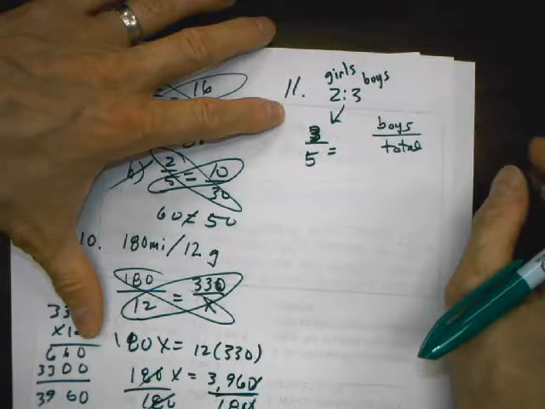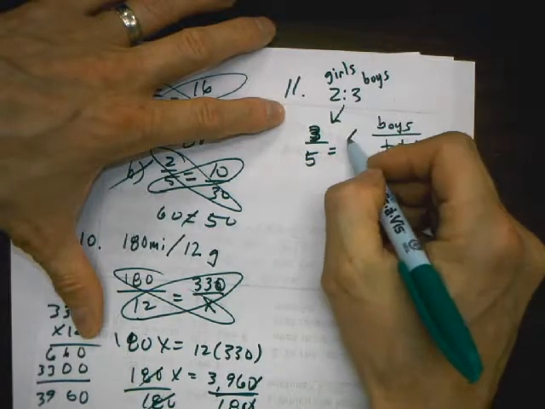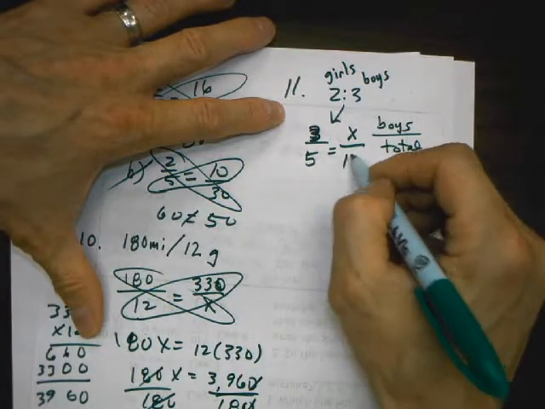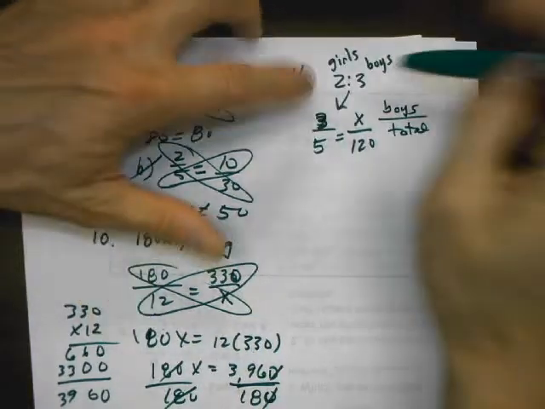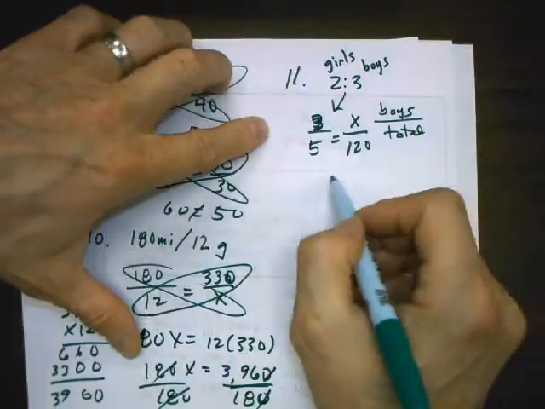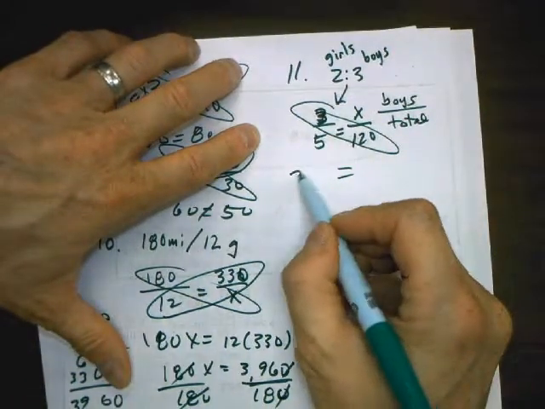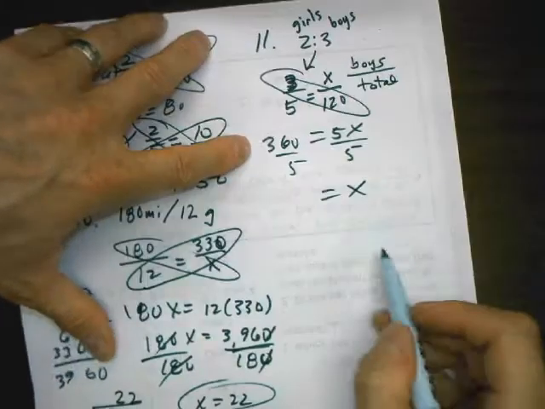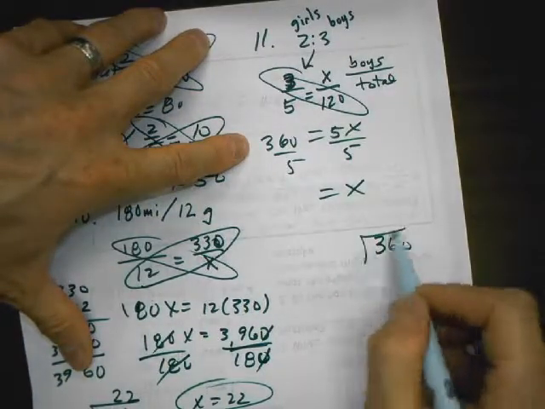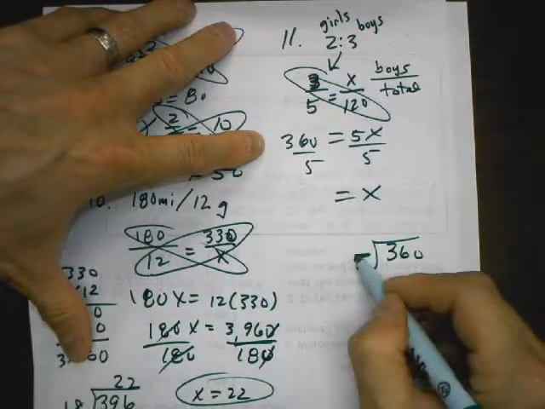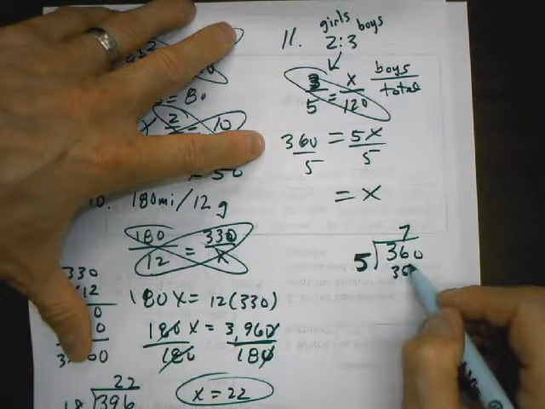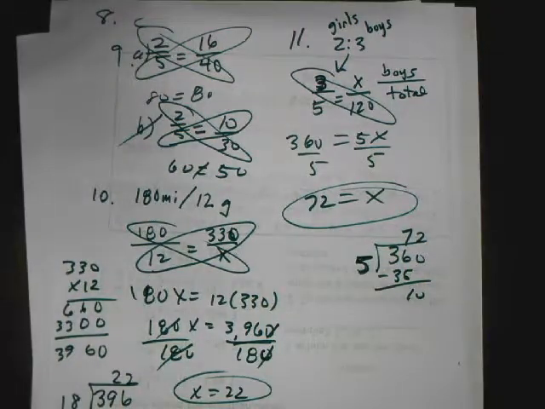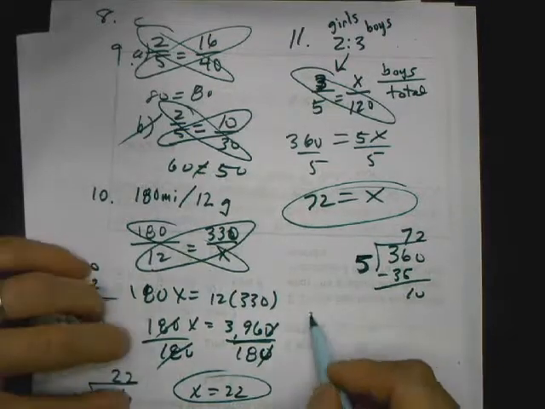So my ratio is 3 to 5, boys to total. And they say how many boys? In other words, I don't know the number of boys, but the total number of people is 120, so I put the 120 there, right? Boys on top, total on bottom. Cross multiply. And divide. And I go in and out. So what 5 goes into that, 7 times? So the answer is 72 boys. Check our answer back for 11. 72 boys it is.